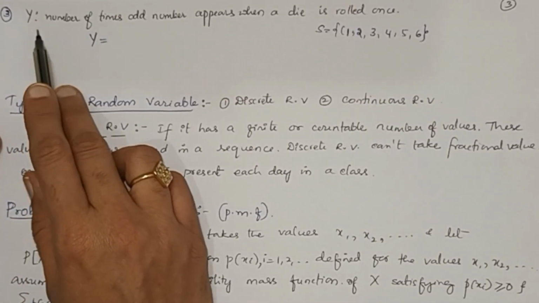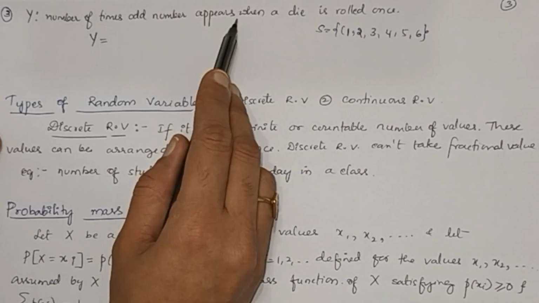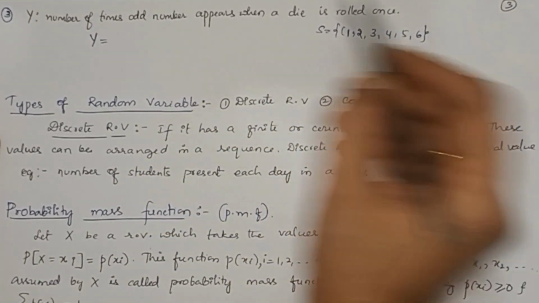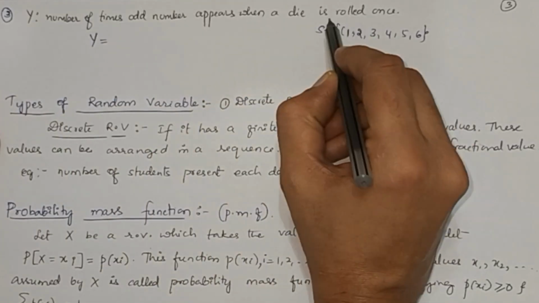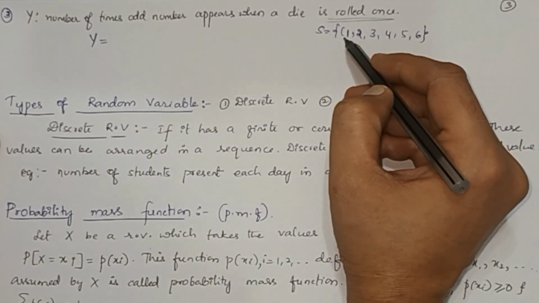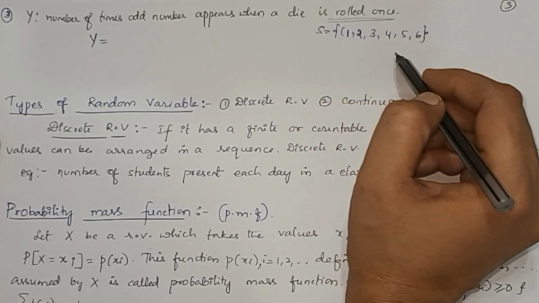Now, similarly, define Y as the number of times an odd number appears when a die is rolled once. This is the same type of random variable, but here the die is rolled only once. S is equal to 1, 2, 3, 4, 5, 6. These are the outcomes of the random experiment.